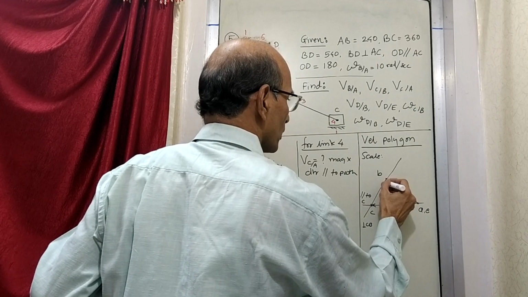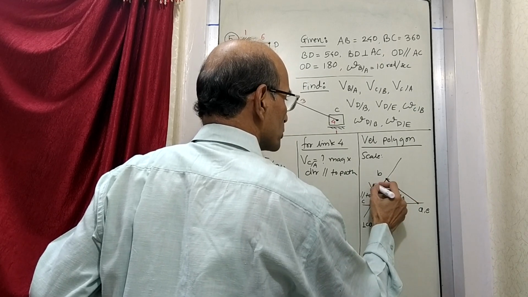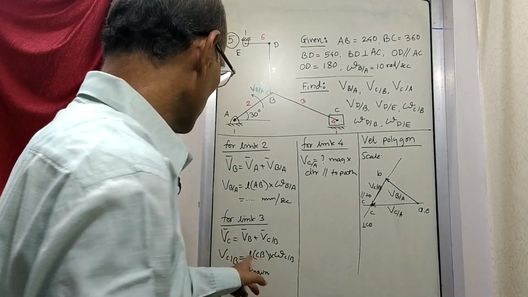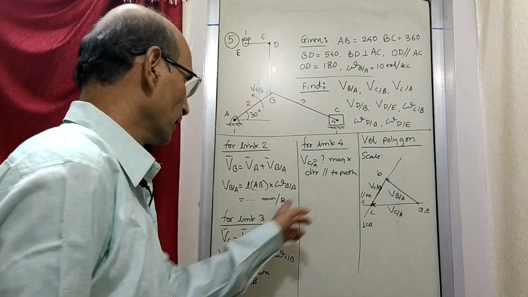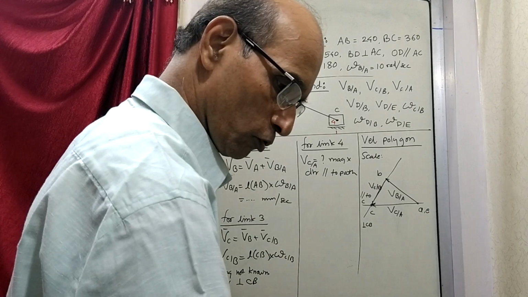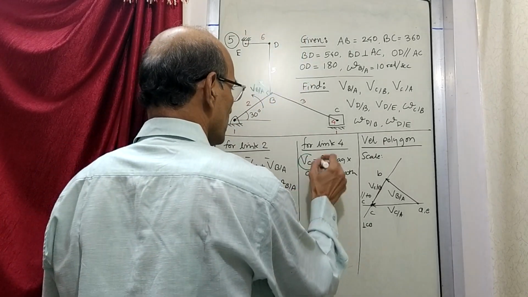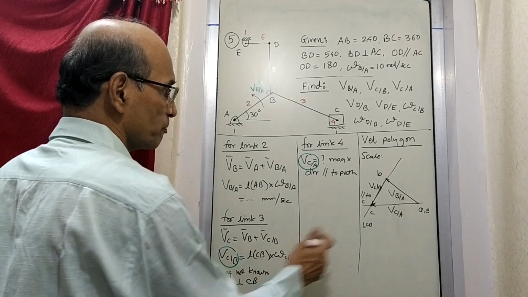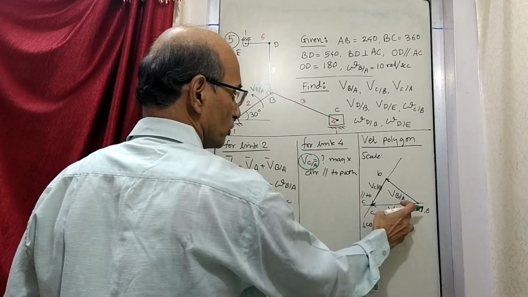And this becomes your velocity of C with respect to B. So these two vectors which we were not knowing, they are now available. Now this is available and this is available by the polygon. So C with respect to B is this and C with respect to A is this.